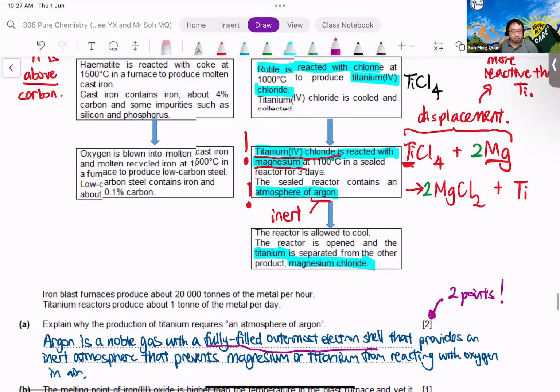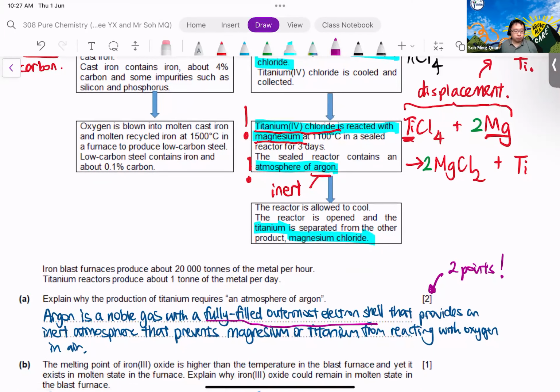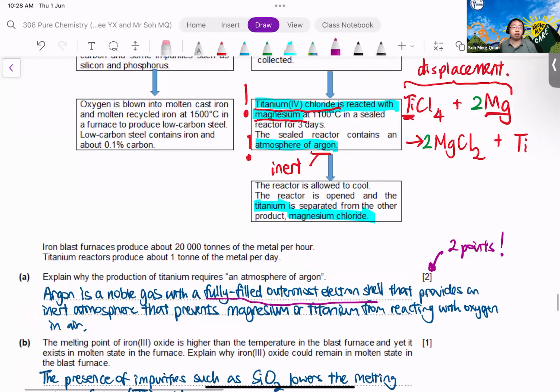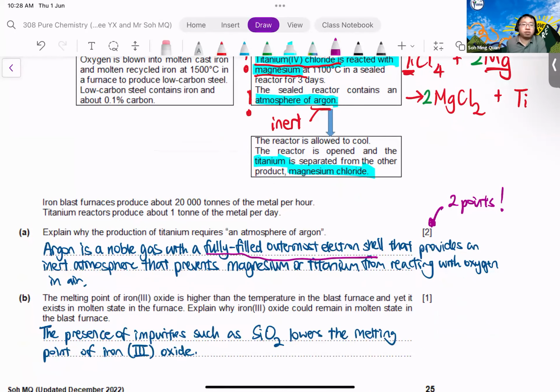All right, now part B. It's about melting points, right? They say that the melting point of iron trioxide is higher than the temperature in the blast furnace, but yet it's in the molten state. That means it's already melted. Why? How come the melting point has become lower? What will lower melting point? So you think back to Sec 3, you have learned impurities in a mixture. Impurities in a mixture will lower the melting point of a substance. So in this case, you have impurities like hematite. Hematite has SiO2. Silicon dioxide is one of the main impurities in hematite. Okay?